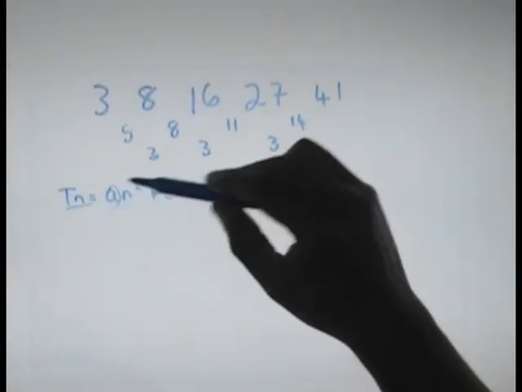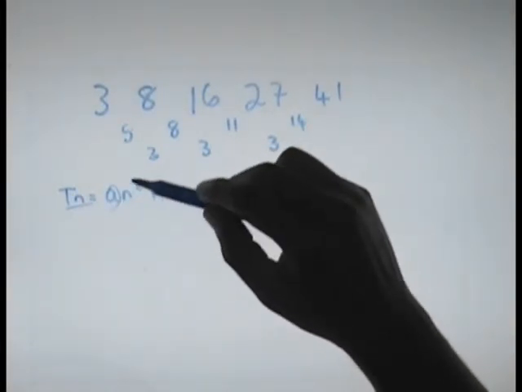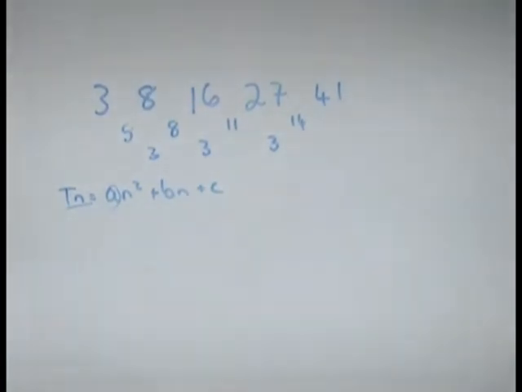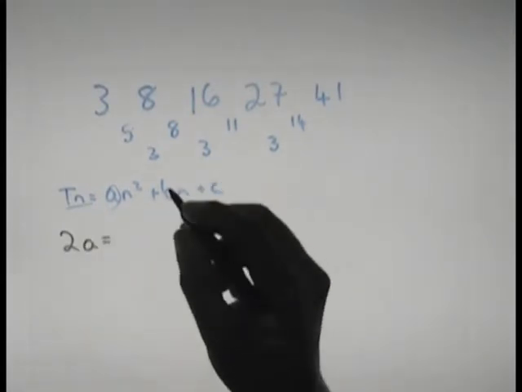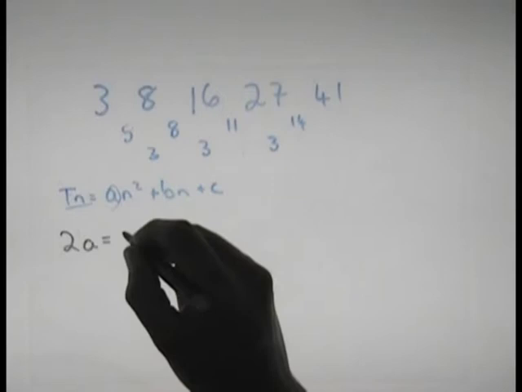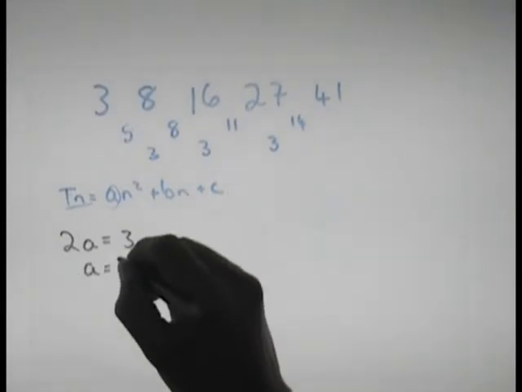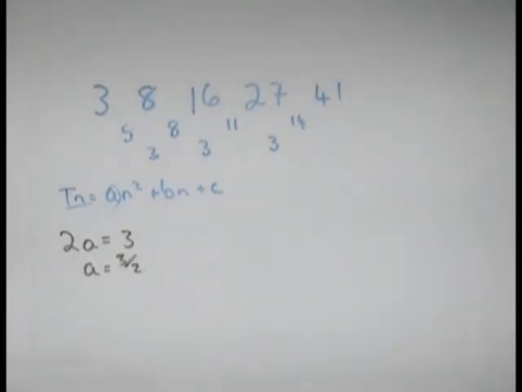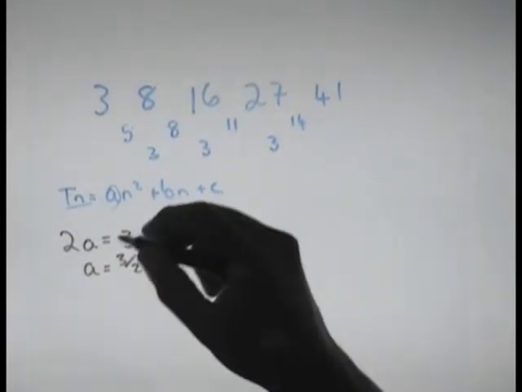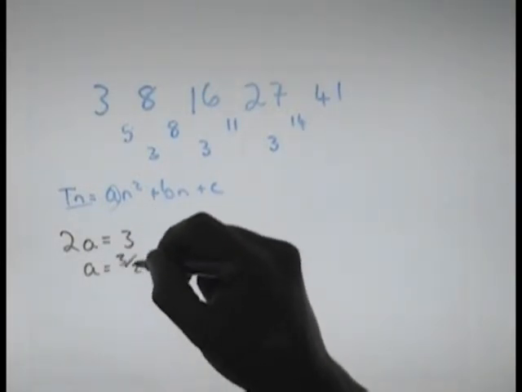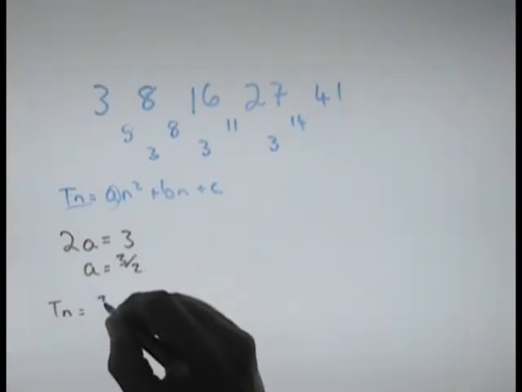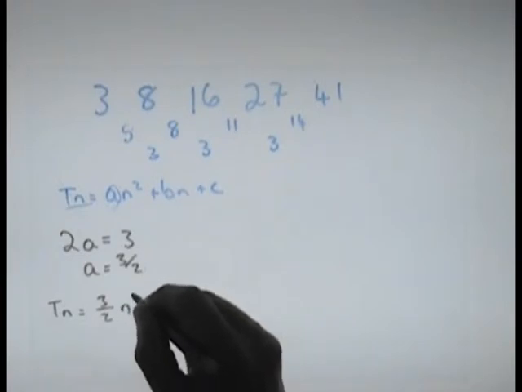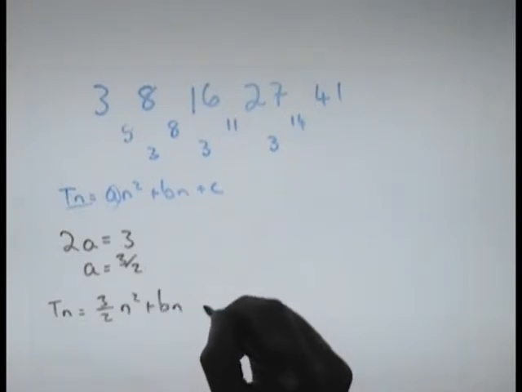The way I'm going to do that is by doing simultaneous equations. I'm going to start off by saying that my second difference 2a is equal to 3. That means that a is equal to 3 over 2, and that is the easiest part of this question. A is equal to 3 over 2. That means that Tn is equal to 3 over 2 n squared plus bn plus c.